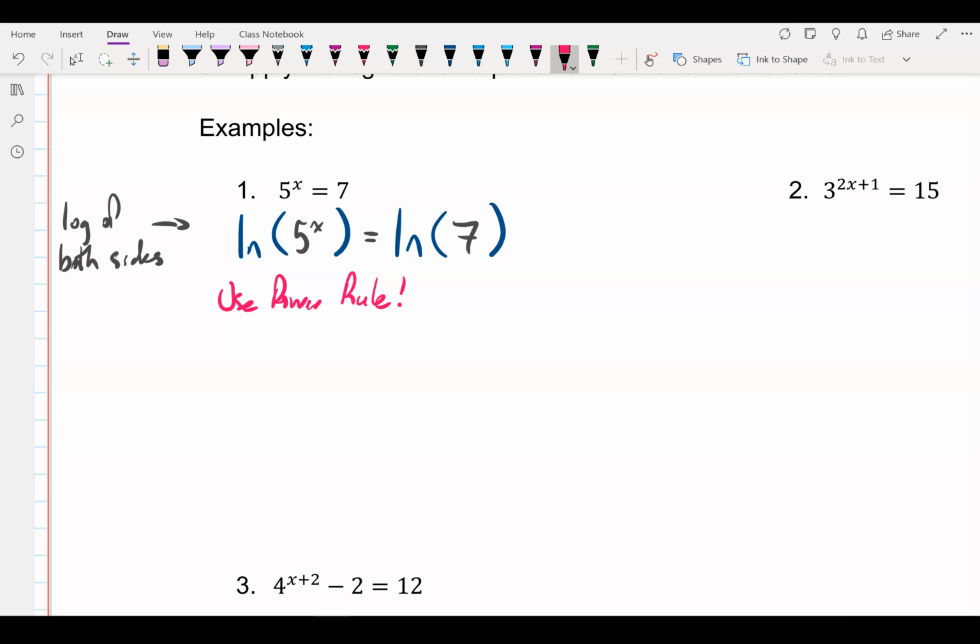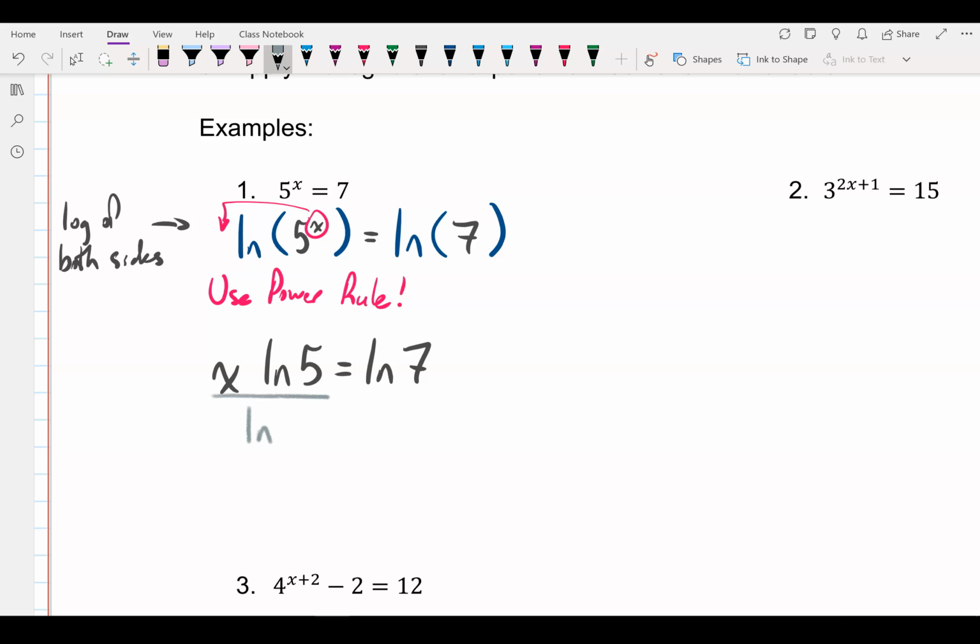Logs are really powerful because they have rules that no other types of numbers have. So we take the exponent, and we can bring it down in front. That's directly from our power rule. That means we have x ln 5 is equal to ln of 7. In order to get to that x, all we need to do is divide both sides by ln 5, just like you would any other number.